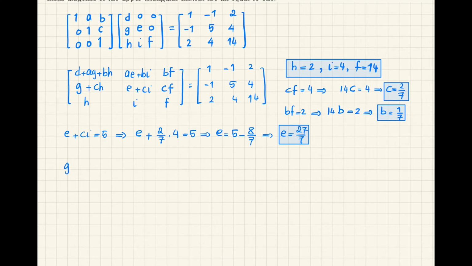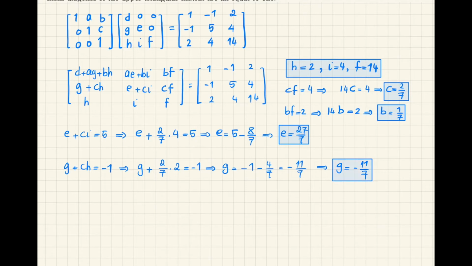And now, for example, I can go to this entry G plus CH. So I have G plus CH is supposed to be equal to minus 1. But I don't know G. I know C, which is 2 over 7, and I know H, which is 2. The answer is supposed to be equal to minus 1. So G becomes minus 1 minus 4 over 7, which becomes minus 11 over 7. So this means that G is minus 11 over 7. So this is also another entry that I was looking for.